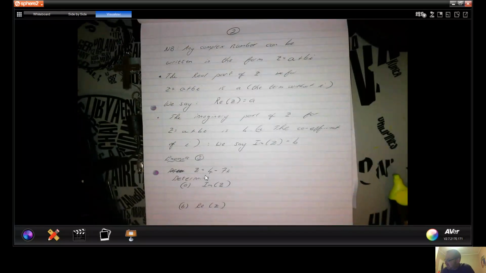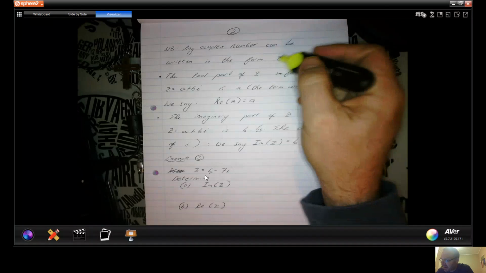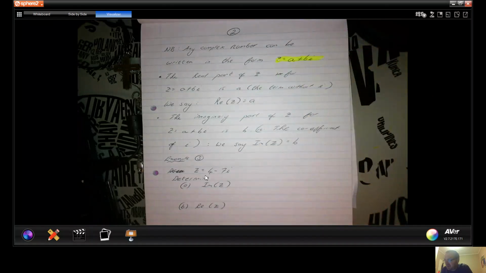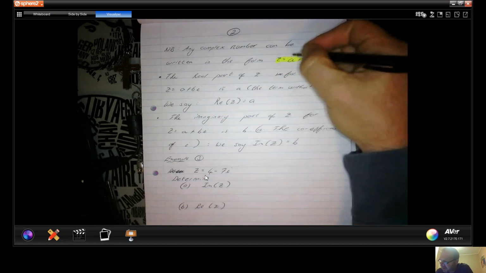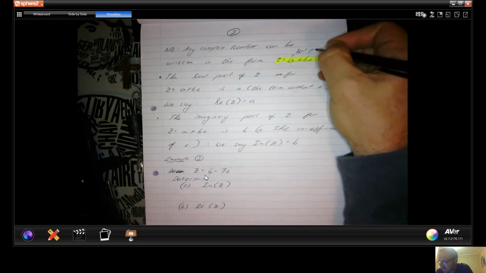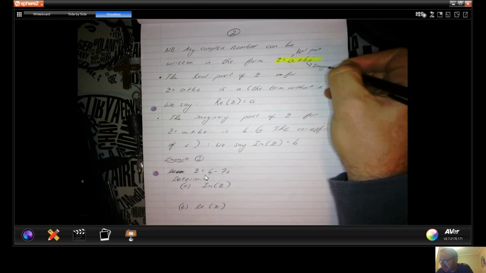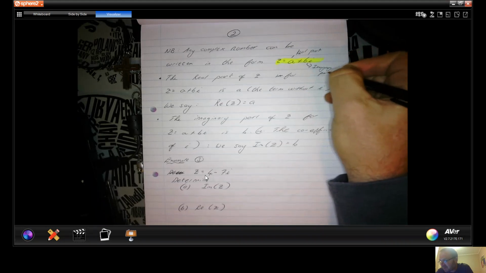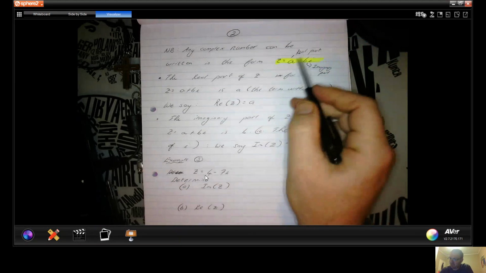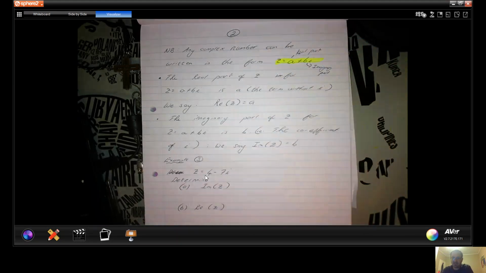any complex number can be written in the form z equals a plus bi. That's just the common notation that we use. We give a complex number a name. It could be z, it could be x, could be y. This a is going to be referred to as the real part of the complex number, and this bit over here is going to be called the imaginary part of the complex number. So a is called the real part, and b, the coefficient of i, is the imaginary part. Any complex number is made up of a real part and an imaginary part.